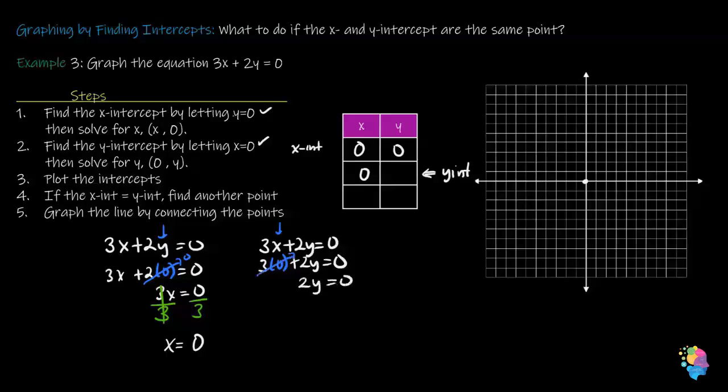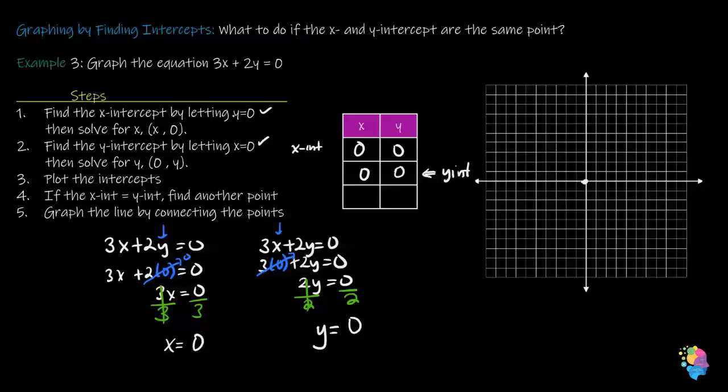We're not done. We need to divide by the coefficient. We divide both sides by that 2. Now 2 divided by 2 is 1y, or just y. And on the right side, 0 divided by 2 is going to equal 0. So what happens is now, since both the x and y intercept are the same point, I don't know in what direction to graph my line.